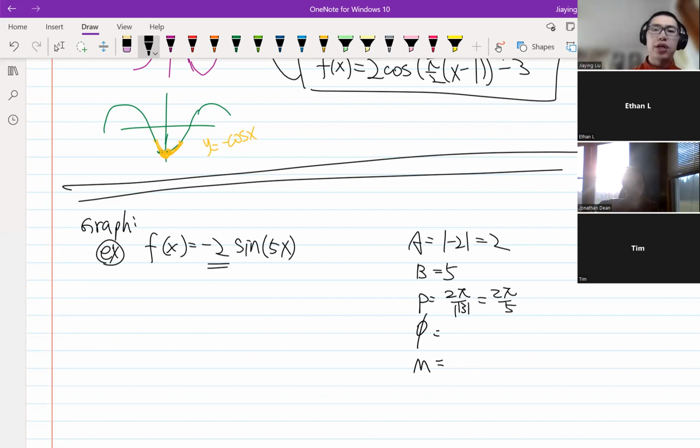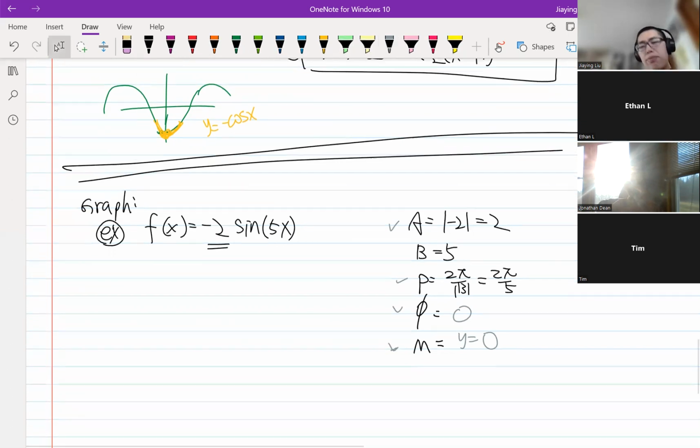The phase shift is how much we subtract from the x part. So this is the x. If we were to add parentheses around it, we want to know how much is being subtracted from x directly. So that's a 0. And the midline is how much we add to the sine part at the end. We're not adding anything, so it's 0 again. Midline is y equals 0. That's all we know. How are we going to use those values? B is not very useful when we graph, so we need the amplitude, the period, phase shift, and midline to graph.